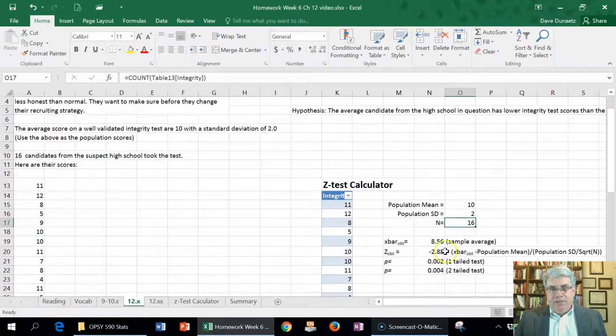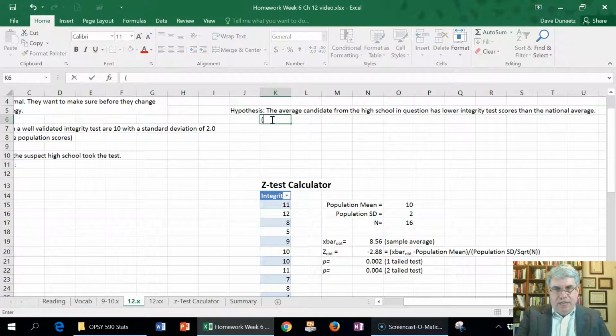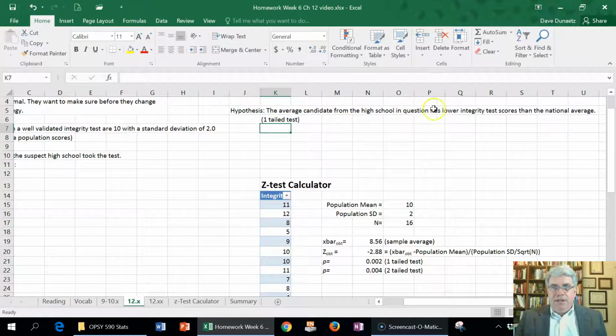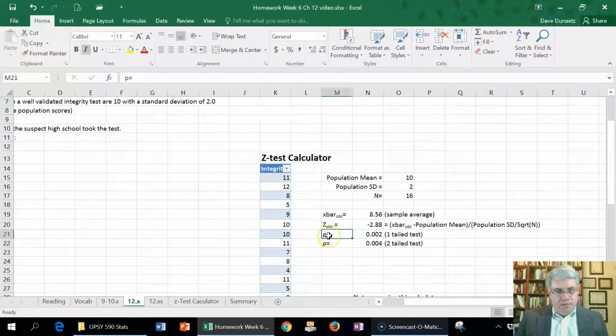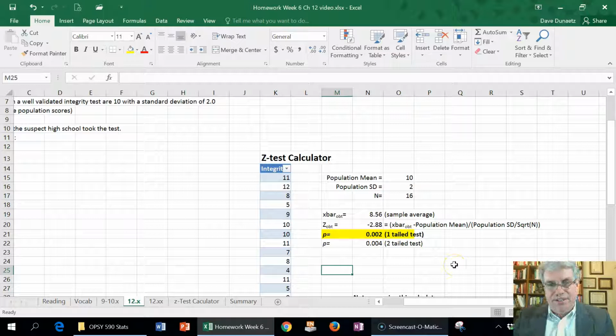And we have to decide, is this a one-tailed test or a two-tailed test? So if we look at our hypothesis, it says they had lower test scores. So this is a one-tailed test. If we had said that they were different, that they simply had different test scores, that would be two-tailed. But since we hypothesized that they had lower integrity scores, or if we had hypothesized higher integrity scores, that makes it a one-tailed test. So the probability is 0.002. So that's quite low. That's less than our 5%. We wouldn't get such low integrity scores just by chance. It would be really rare.